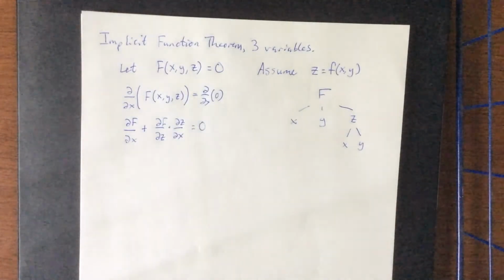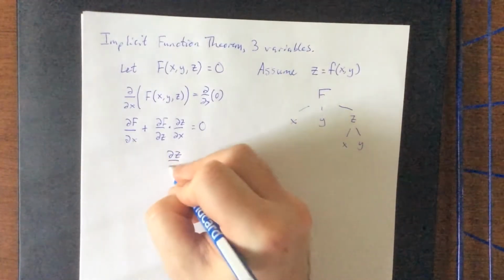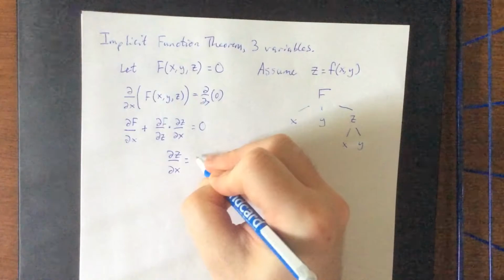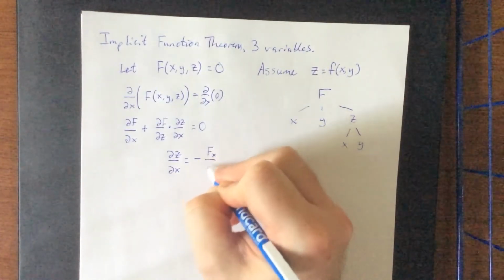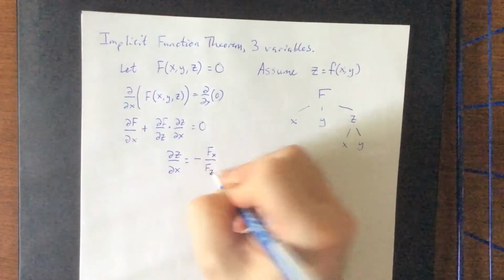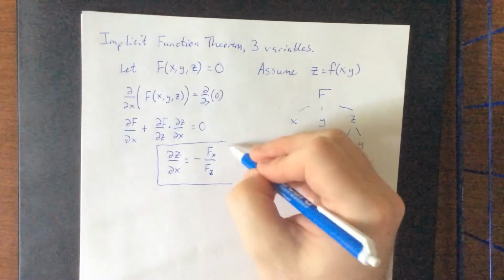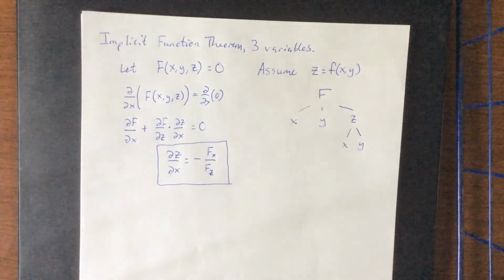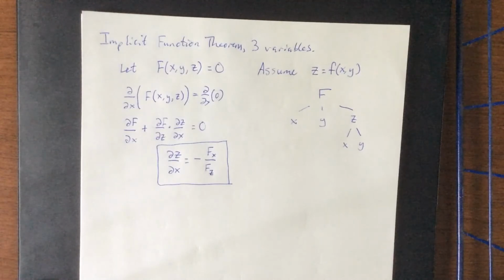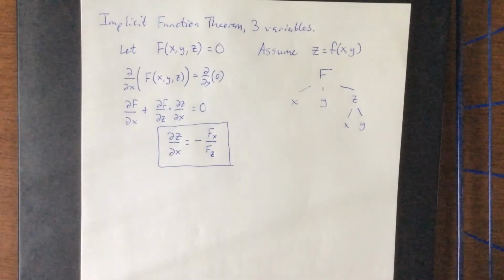If we perform the same algebra as what we had done previously, we can solve for the partial derivative of z with respect to x. This would be the negative partial derivative of f with respect to x divided by the partial derivative of f with respect to z. This is another form of the implicit function theorem and is really handy anytime you're dealing with things that are not functions in 3 variables. For example, quadric surfaces are a great thing that this can be used for.